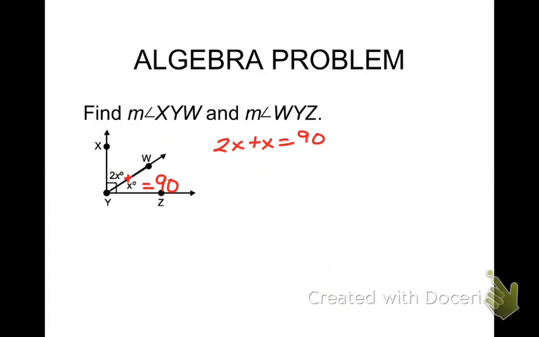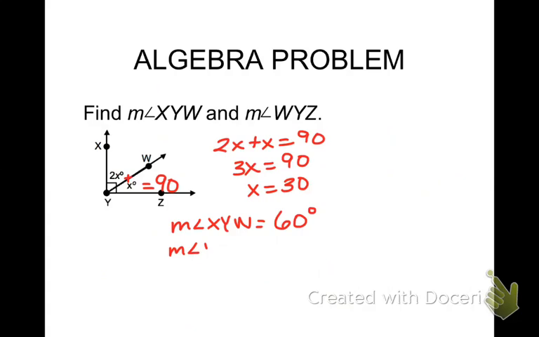Well, that's easy to solve. 2x plus x is 3x equals 90. Yep, divide out the 3 gets us to 30. So x is equal to 30. So what's the measure of angle XYW? 60, because it's 30 times 2. And then the measure of angle WYZ is going to be 30. Good.